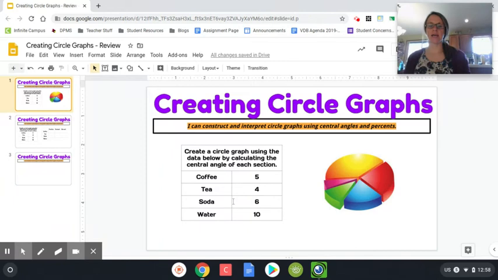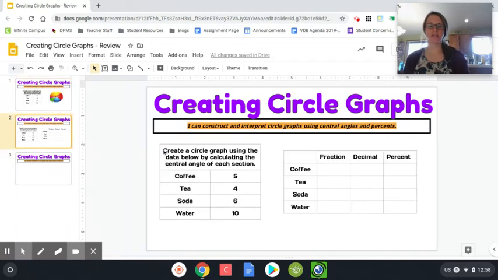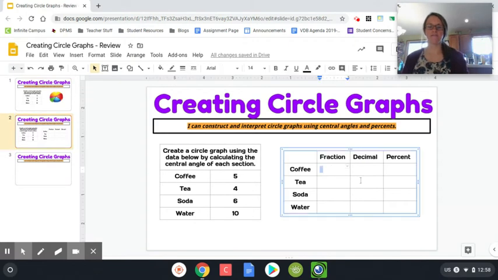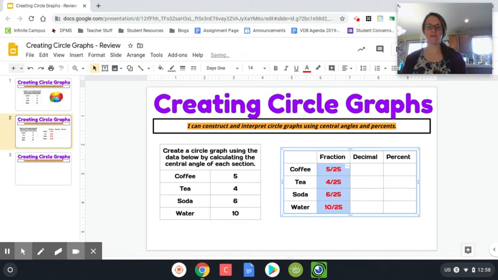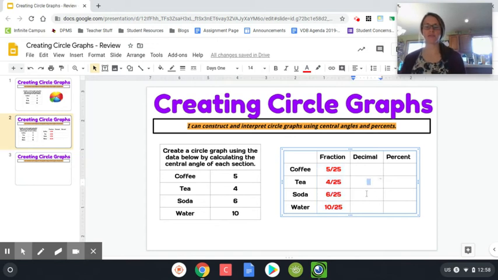So in my data, I know 5 people like coffee, 4 people like tea, 6 people like soda, and 10 people like water in the group that I surveyed. So the first thing I need to do is create each of these into a fraction. So it's going to be 5 out of 25, 4 out of 25, 6 out of 25, and 10 out of 25. The next thing I need to do is turn them into decimals.